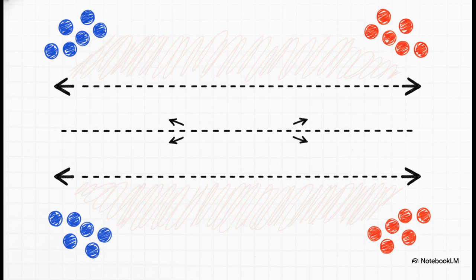Now, the algorithm isn't looking for just any old line that separates the classes. It actively hunts for the widest possible street between them. We call this the margin. It's the empty space between the hyperplane and your closest data points. By maximizing that distance, the SVM gives us a mathematical guarantee of a clean, reliable split. And that means it's going to perform so much better when it inevitably encounters brand new data.